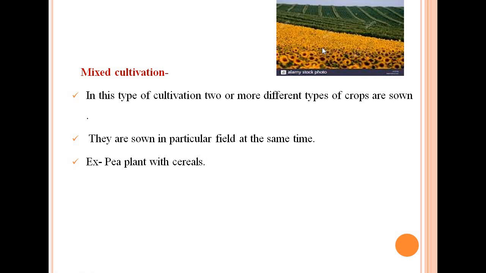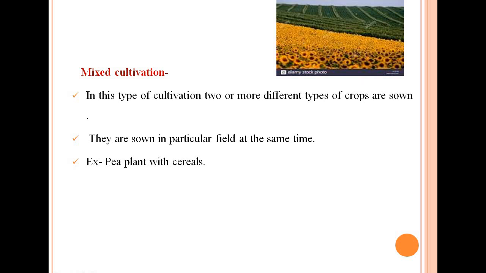First we will talk about mixed cultivation. In this type of cultivation, two or more different types of crops, it might be two, it might be more than two, are grown in a particular field at the same time. Means what is that? At the same time, two or different types of crops are grown in the same land, as you can see in the picture.